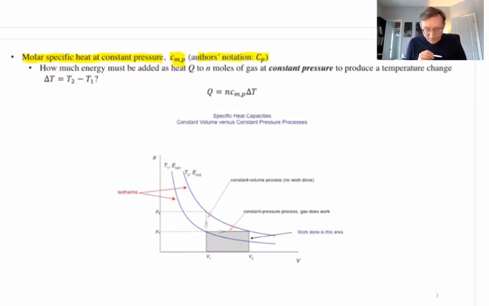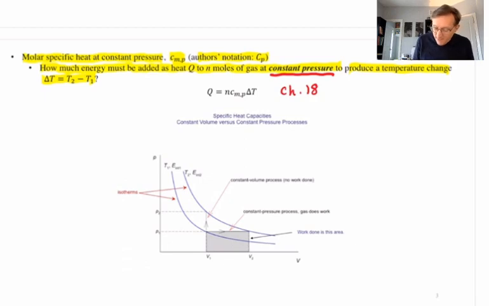I don't like it. All right, here's the question. How much energy must be added as heat Q to n moles of a gas while its pressure is constant to produce a temperature change delta T, T2 minus T1, T final minus T initial? The answer comes from the heat absorption formula from chapter 18 that relates Q and delta T, but now we write it like that: Q equals little n times the molar specific heat at constant pressure times delta T. All right, our goal here will be to work out a formula for c_mp.